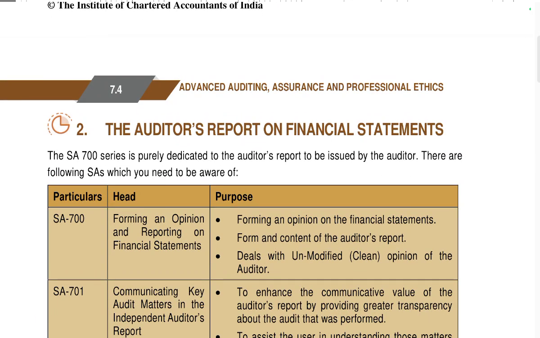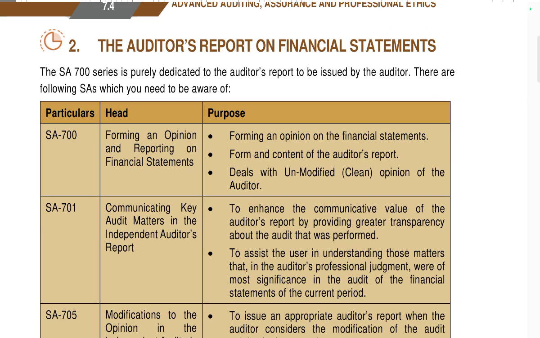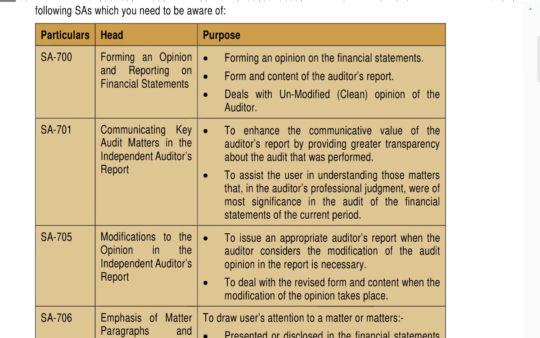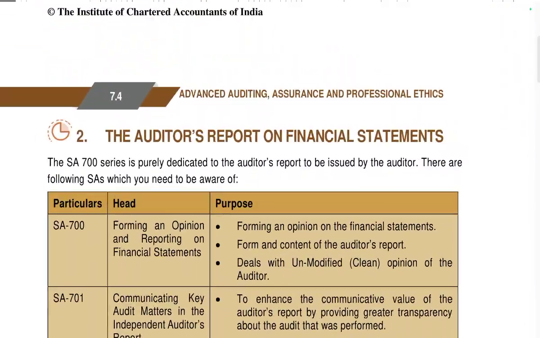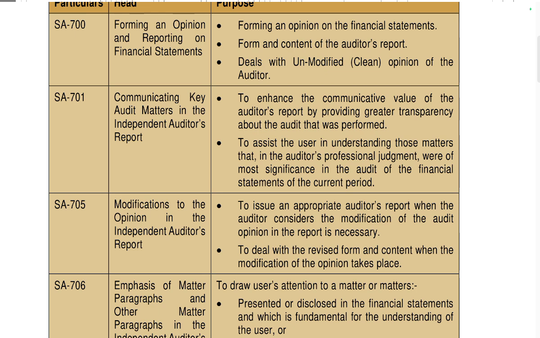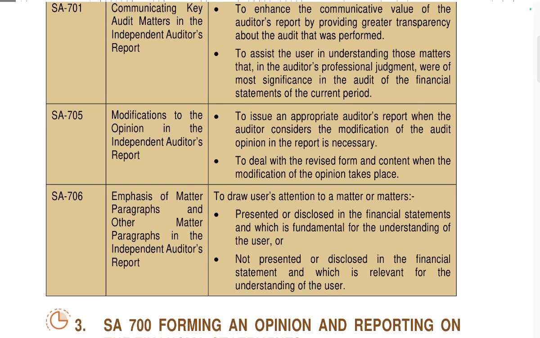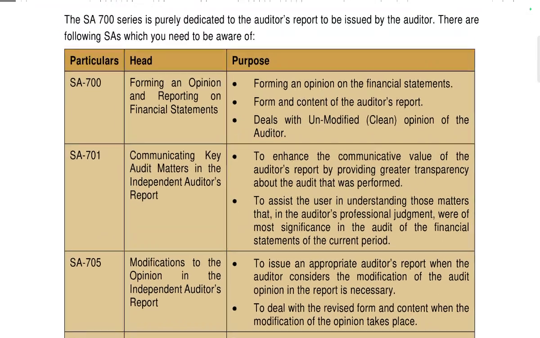The auditor's report on financial statements. SA 700 deals with forming an opinion and reporting on financial statements, SA 701 with communicating key audit matters in the independent auditor's report, SA 705 with modifications to the opinion in the independent auditor's report, and SA 706 with emphasis of matter paragraphs and other matter paragraphs in the independent auditor's report.